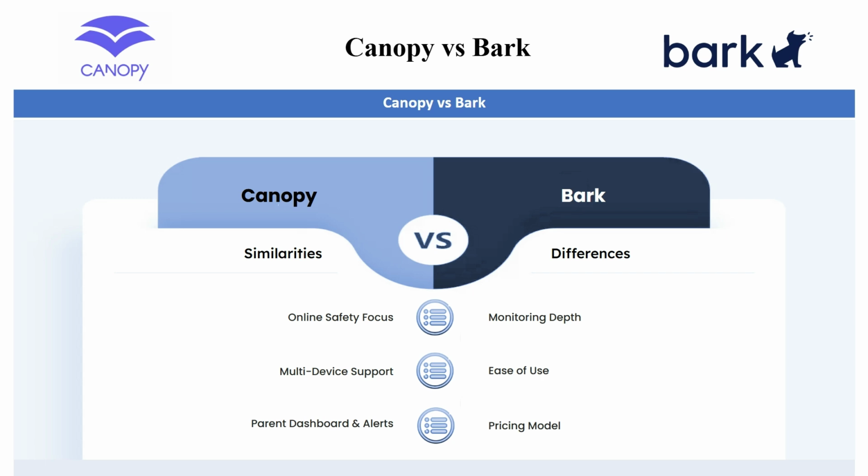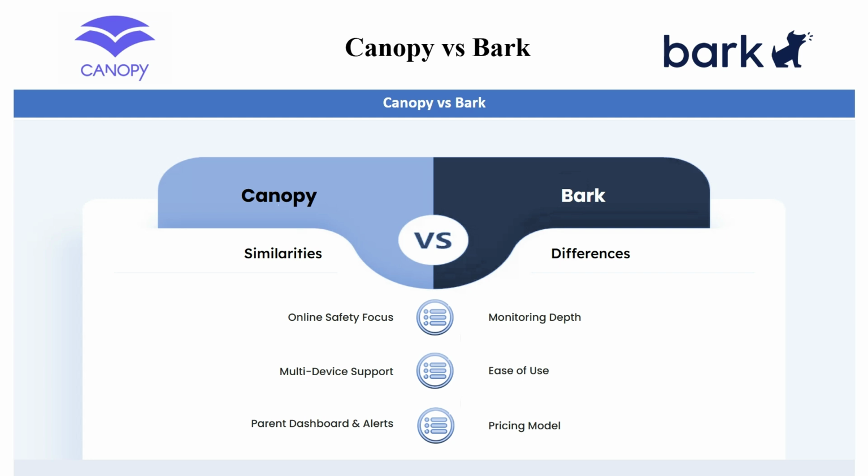Lastly, we have their pricing model. So Bark offers a family subscription that covers unlimited children, which can be cost effective for larger families. Canopy is usually priced per child or per device, which can be higher for multiple children but comes with simplicity and strong web filtering built in. The choice here often comes down to whether you value broad monitoring for multiple children or straightforward proactive control for each child individually.